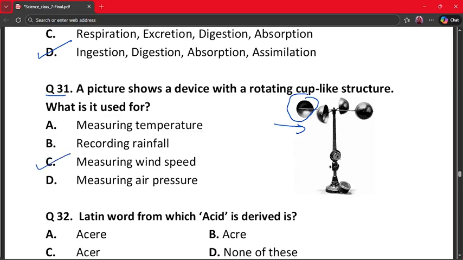So this instrument measures wind speed. Rotating cups move faster with stronger wind. It is called an anemometer.